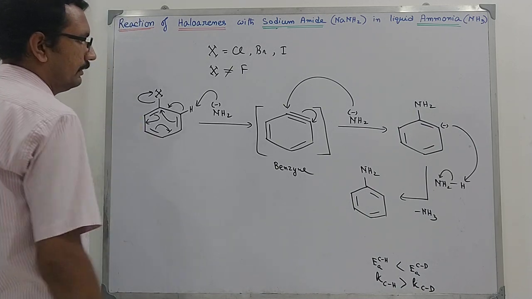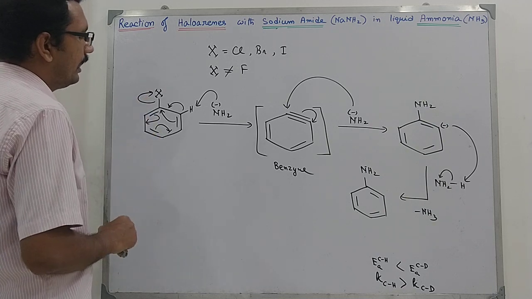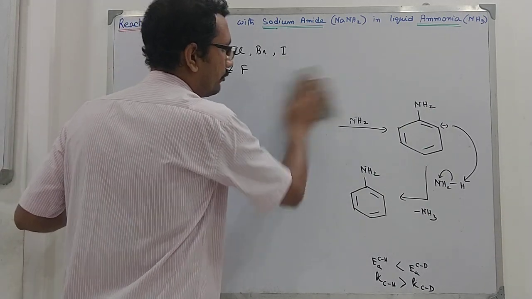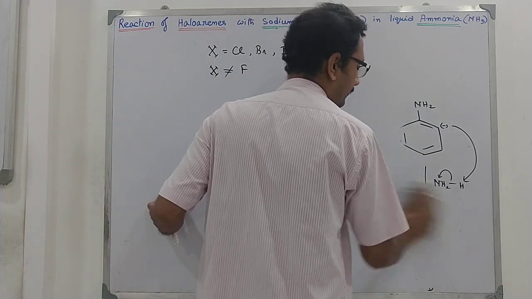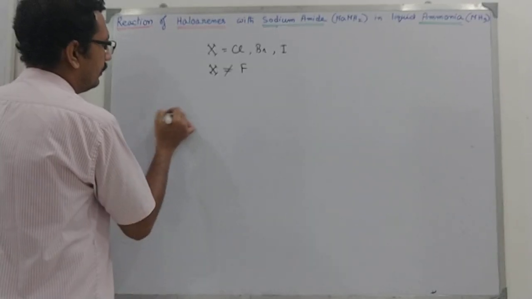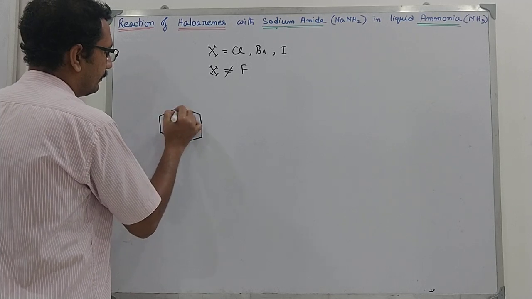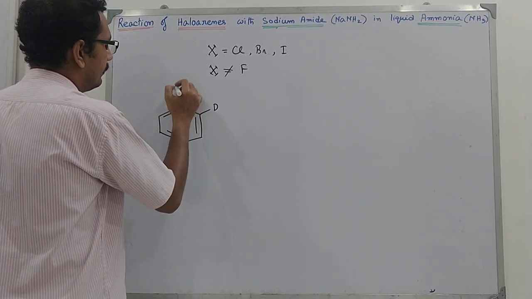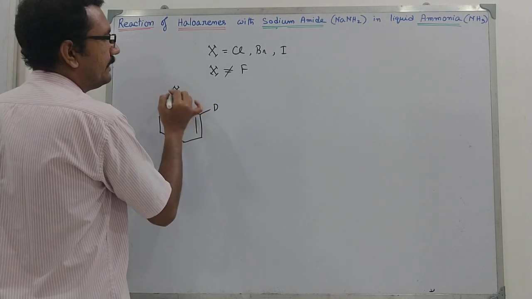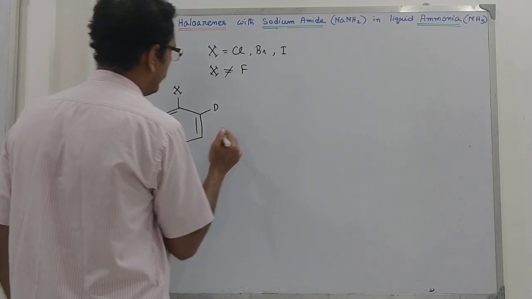Now to have a picture about the kinetic aspects, let us start with a deutero-substituted reactant. Let us see what will happen. Now we have started with chlorobenzene or bromobenzene or iodobenzene. Now at this point we will start with two deutero haloarenes, where X is definitely chlorine, bromine or iodine and not F. I considered the case of fluorine just a few minutes ago.